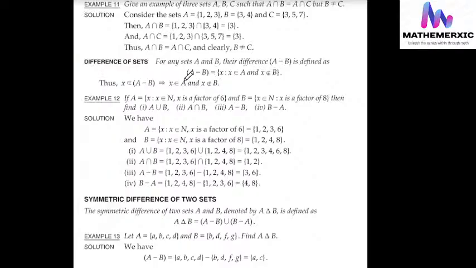are whenever we say difference, the difference of sets for any sets A and B, the difference A minus B is defined as A minus B is equal to X such that X belongs to A and X does not belong to B. Why do we have that A minus B? Why X does not belong to B? Because in A we are subtracting the B elements.